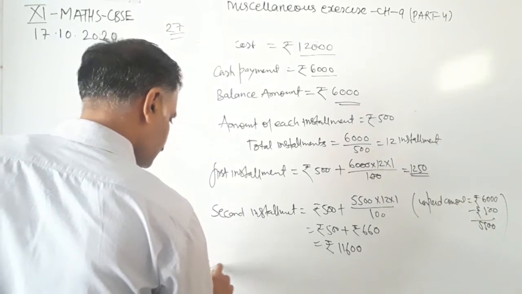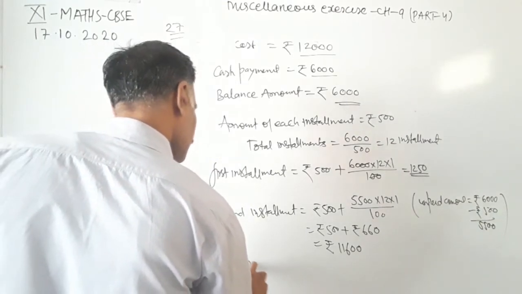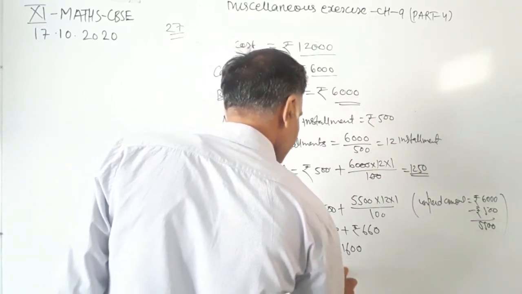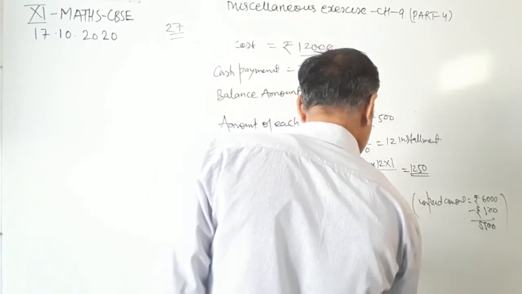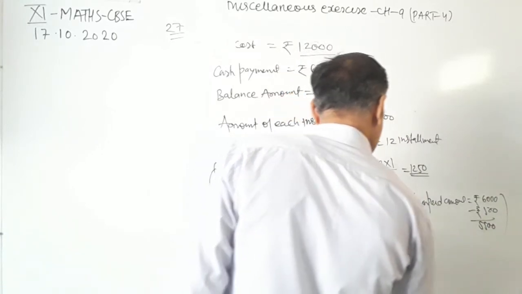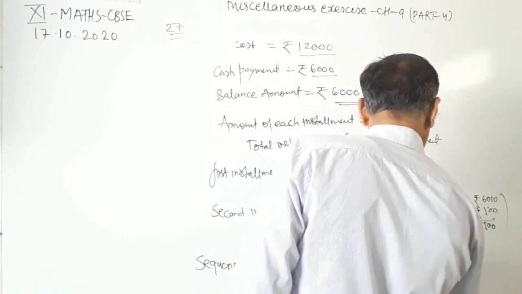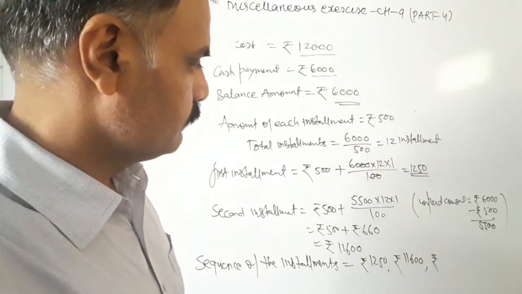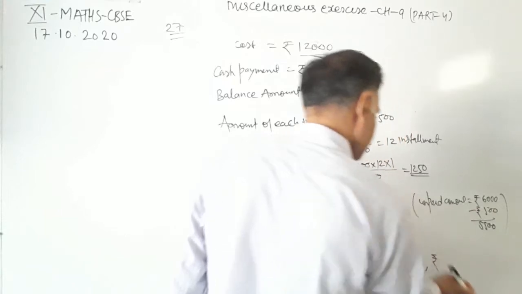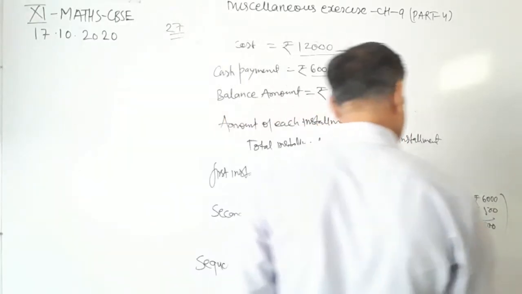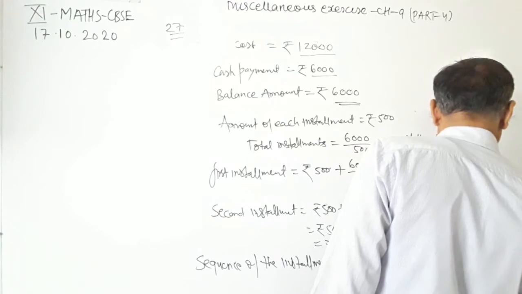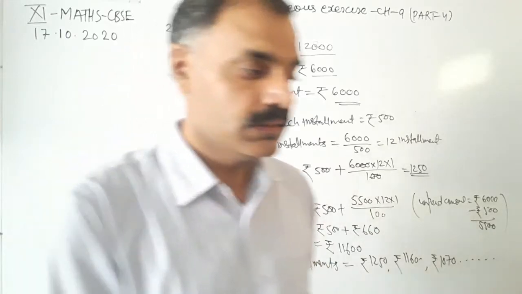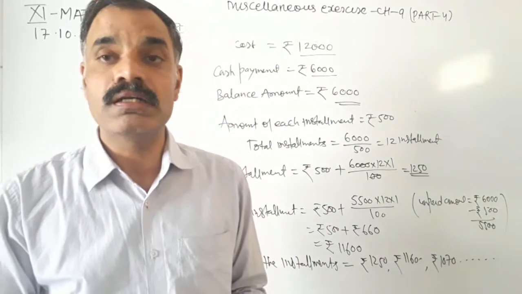I am writing here the sequence of the installments: rupees 1250, rupees 1190, rupees 1130, rupees 1070, and so on. This is the sequence of the installments, and the total number of installments is 12.